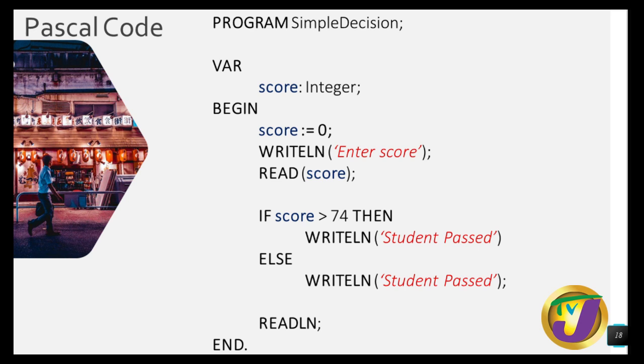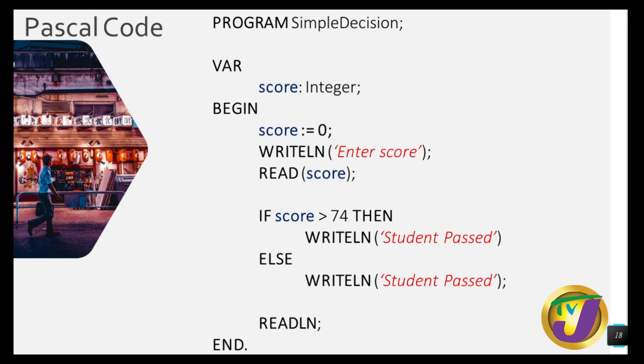All right? And then we have our code. And our code is a simple decision code. Again, program, simple decision, semicolon. So that's the name section. We have the word program, we have the words simple decision, one word joined together, and semicolon. We declare our variables, and in this case, the variable is just score, and that's an integer. Then we initialize our variable.